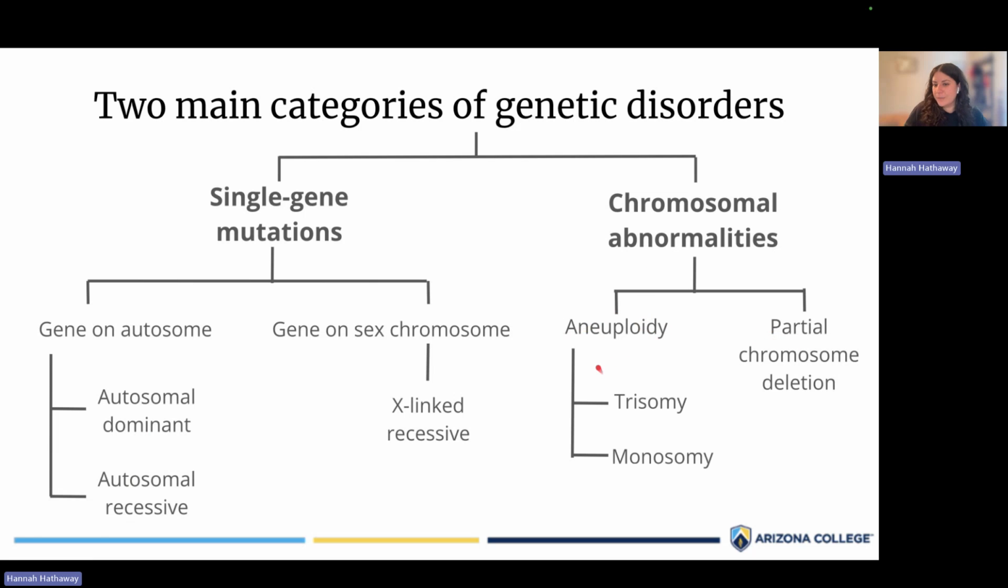Aneuploidy is a change in the number of chromosomes. Trisomy, for example, would be having 3 copies of a chromosome instead of the normal 2, whereas monosomy would be 1 copy of a chromosome instead of the normal 2. And then you can also have genetic disorders that are caused by partial chromosome deletions. So like a chunk of a chromosome is missing, or maybe it's been moved onto a chromosome that it should normally be found on.